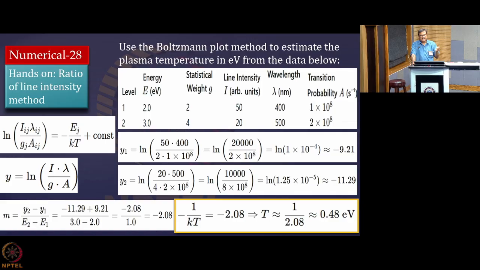It can easily be more than 10. When you are using so many lines, the error involved in the measurement gets reduced quite a lot, but essentially the principle remains the same. This is the principle which you use to determine the temperature. I hope this numerical clarifies the idea of how to use the Boltzmann plot technique to find the temperature in a real problem.